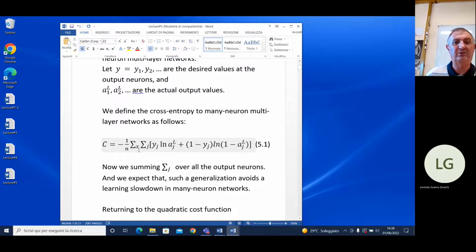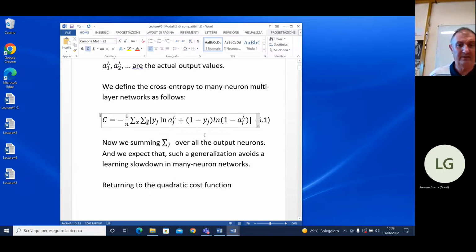C is the summation over x, all training samples, and summation over j, where j is the number of a concrete neuron in the last layer L. And we sum y_j times the natural logarithm of a_j^L plus (1 minus y_j) times the natural logarithm of (1 minus a_j^L). So it is a generalization of our cross entropy function for one neuron.